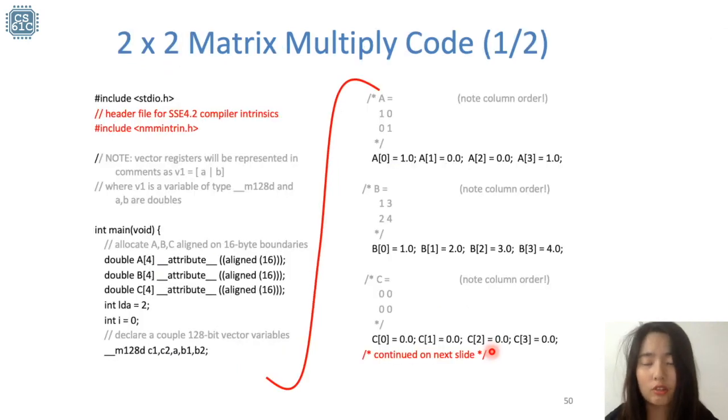So this is how it actually looks in C code. So A, B, C, 3 matrices, each contains 4 doubles. I have 2 local variables. LDA will be used to calculate the new address of the pointer, and i is our iteration counter. Then we declare a couple of 128-bit vectors: C1, C2, A, B1, B2. We first initialize A, initialize B, initialize C.